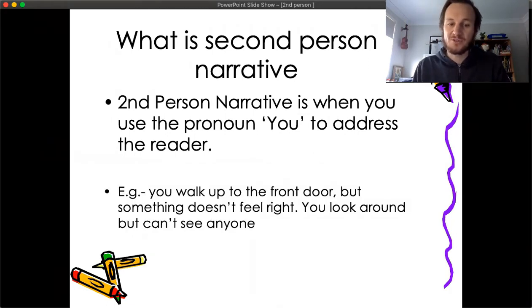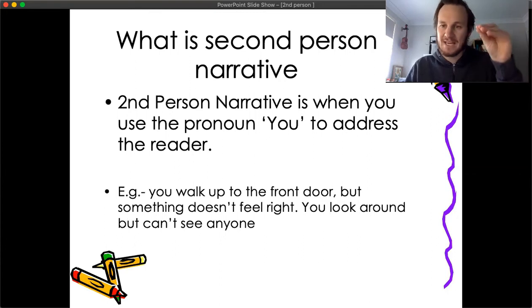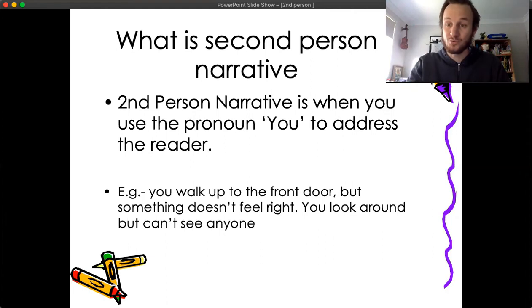You walk up to the front door, but something doesn't feel right. You look around, but you can't see anyone. You knock on the door faintly, but you can't hear an answer. Should I go inside, you think to yourself? As you slowly step through, you're constantly making the reader put themselves in that situation by addressing them as you.